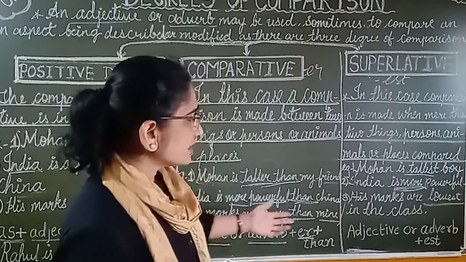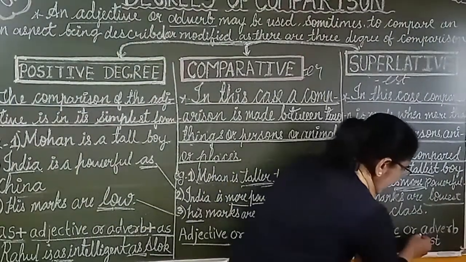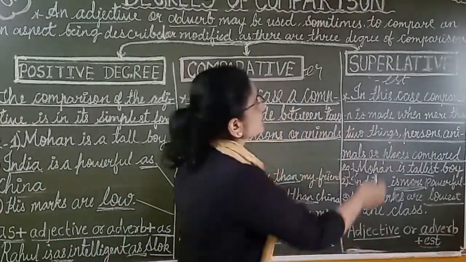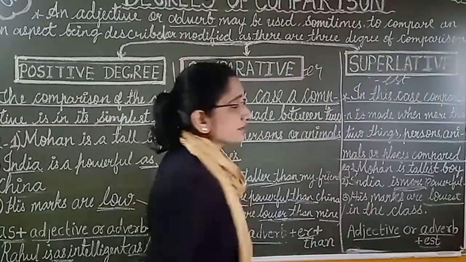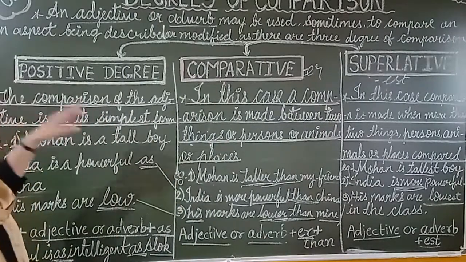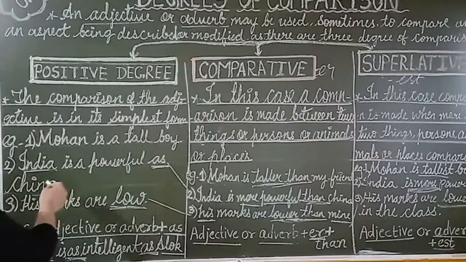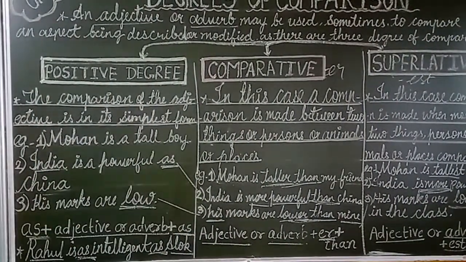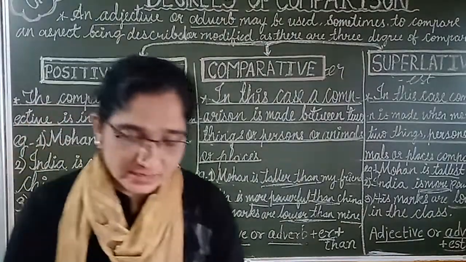Okay, and then here adjective or adverb and est, est should be added for the adjective or adverb. Okay. Now first of all let us see that once again. I will tell you more examples here. Tall, taller, tallest.